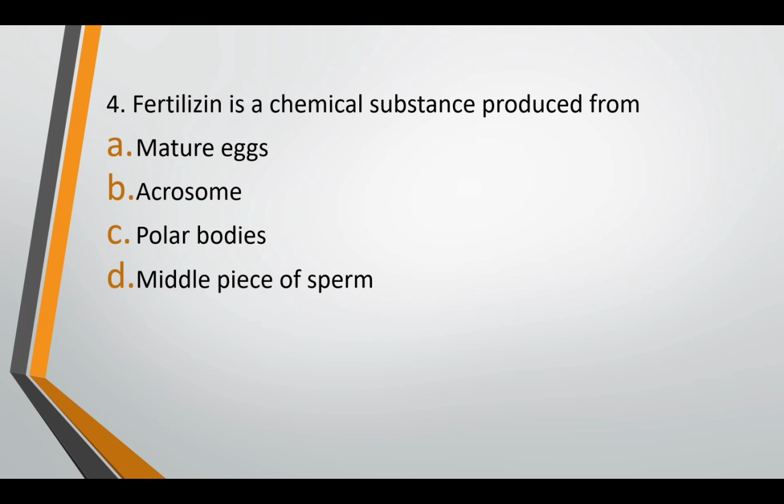Question 4. Fertilizin is a chemical substance produced from option A. Mature eggs, option B. Acrosomes, option C. Polar bodies, or option D. Middle piece of sperm. Fertilizin is a chemical substance produced from. The correct answer is option A. Mature eggs.